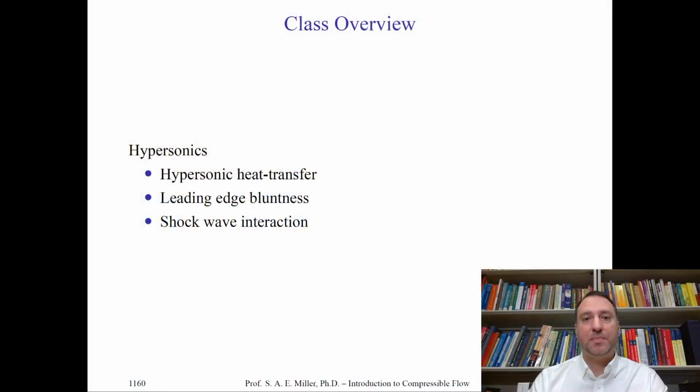Today we'll be continuing our lectures on hypersonics. In particular, we'll be looking at hypersonic heat transfer into the body and estimating this quantity. Then we'll look at the effect of leading edge bluntness. You'll notice that in some hypersonic vehicles, instead of having a sharp point at the leading edge, they'll have a rounded tip. And this is, of course, for a lot of different reasons, which we'll discuss. And then we'll look at particular shockwave interactions in hypersonic flows. Let's get started in this shorter class.